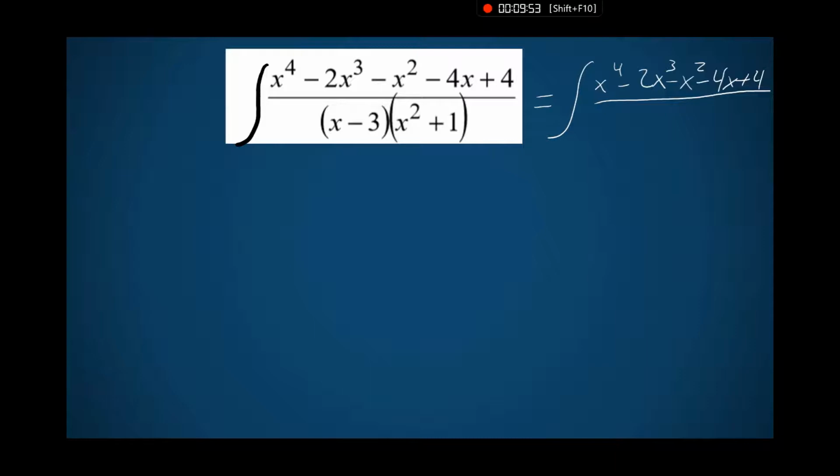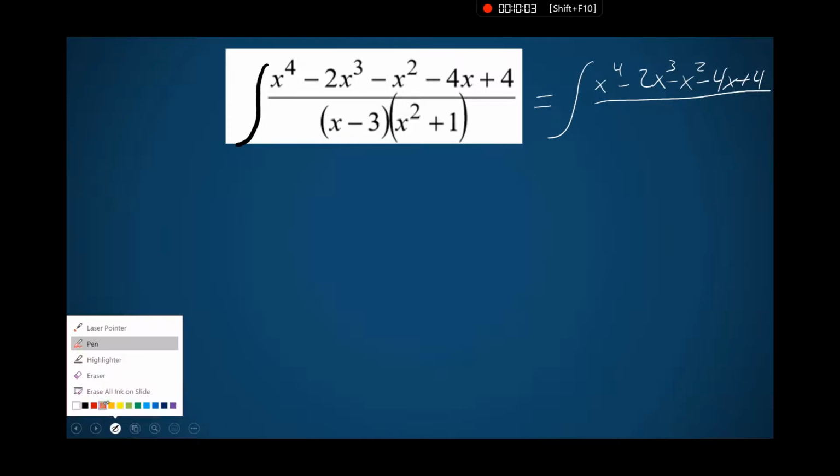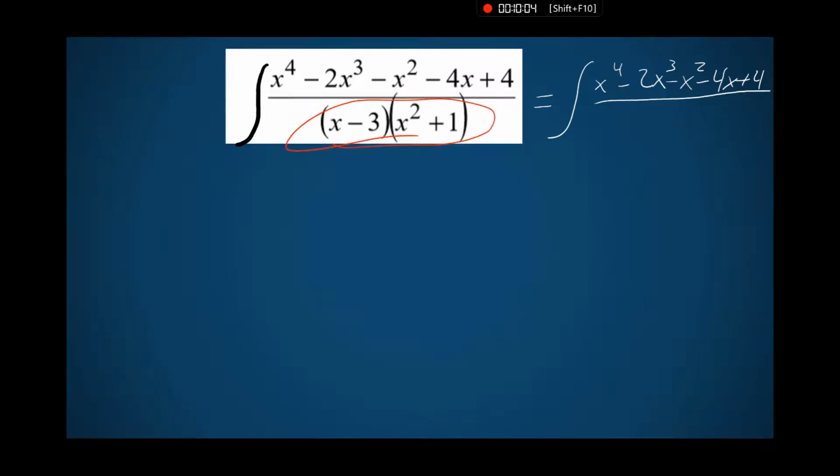However, we've got a larger power on top than we have on bottom. This is an improper fraction. So there is a way we can simplify, but to make it easier, first I'm going to multiply the denominator out.